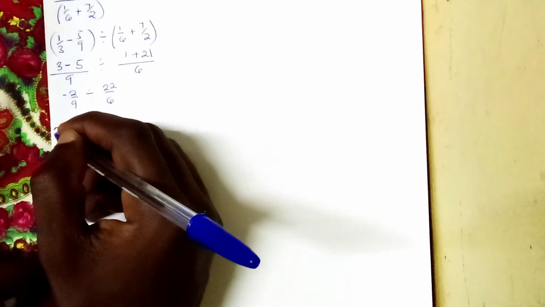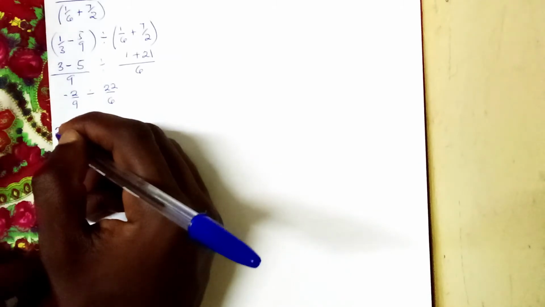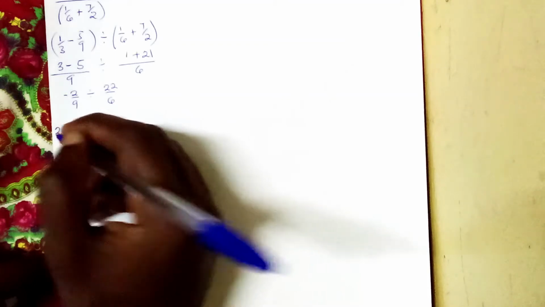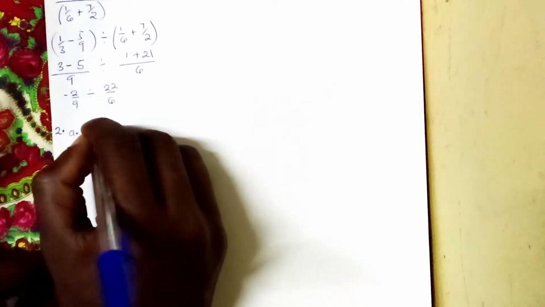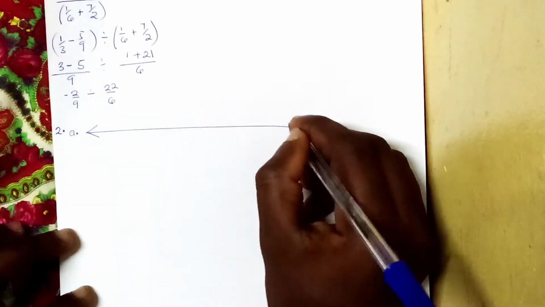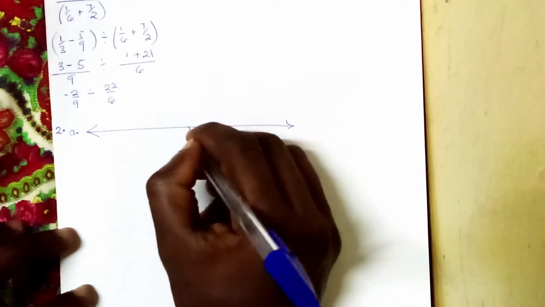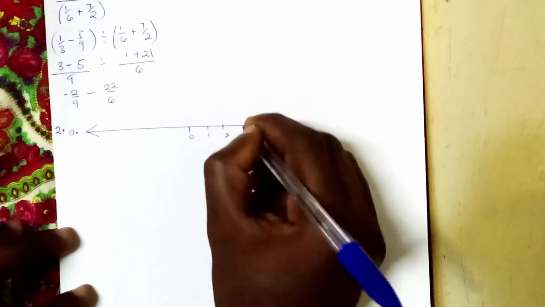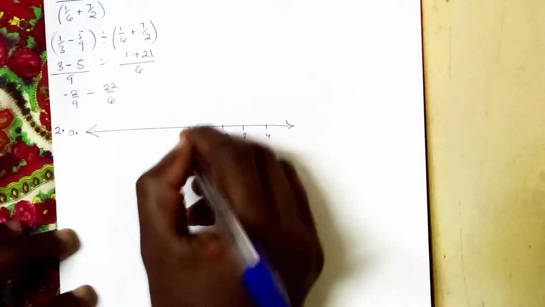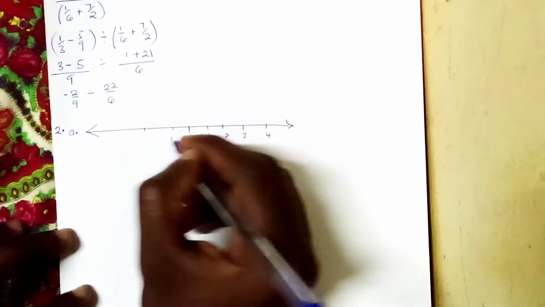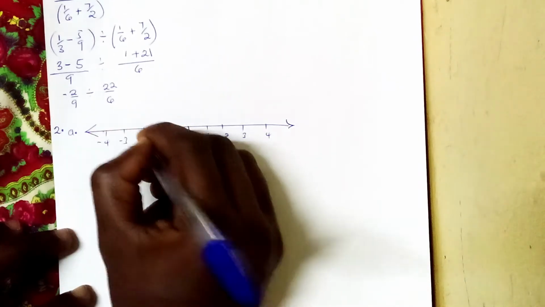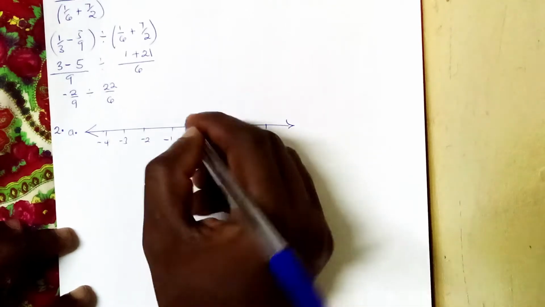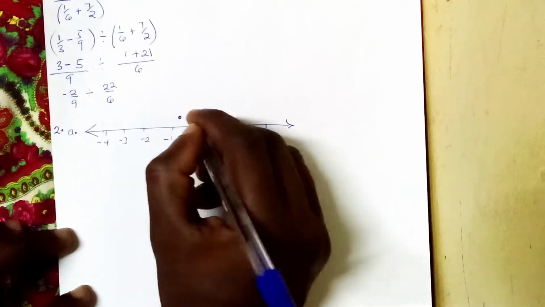With question 2, we are asked to write down the range for the set of real numbers represented on the number line. So let's draw the number line. We have number line A, with 0, 1, 2, 3, 4, and negative 1, 2, 3, and 4.